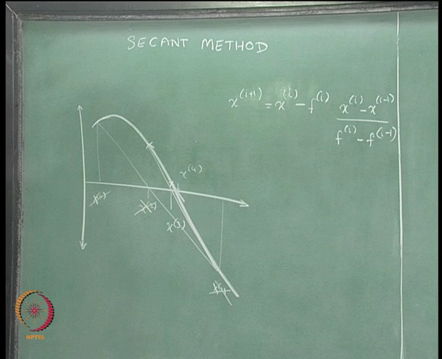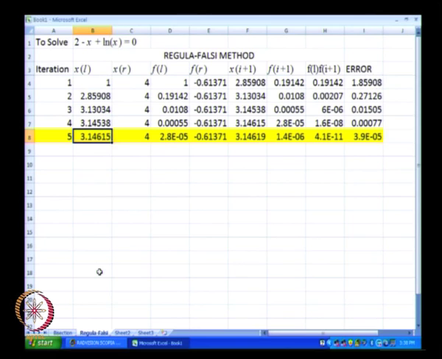So let us go back again to Excel and try to see how the secant method is going to work. So now we have seen how the secant method works. It is very similar to Regula-Falsi, except that every time we get x of i plus 1, we replace the oldest solution, and we are not necessarily bothered whether the guesses are going to bracket the true solution or not.